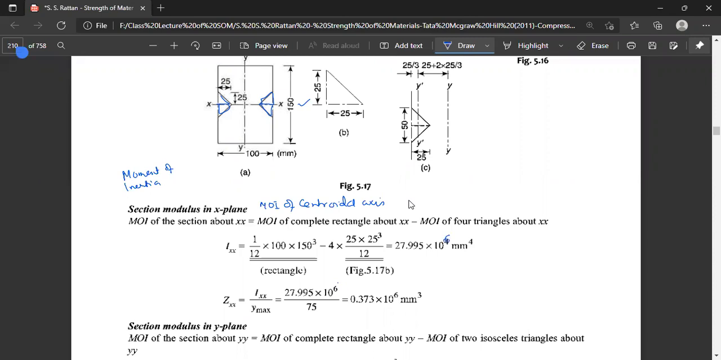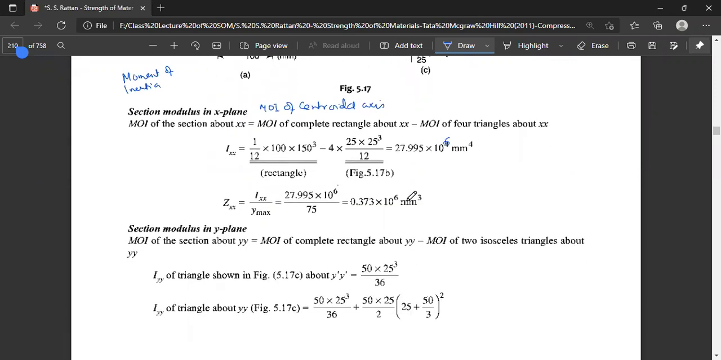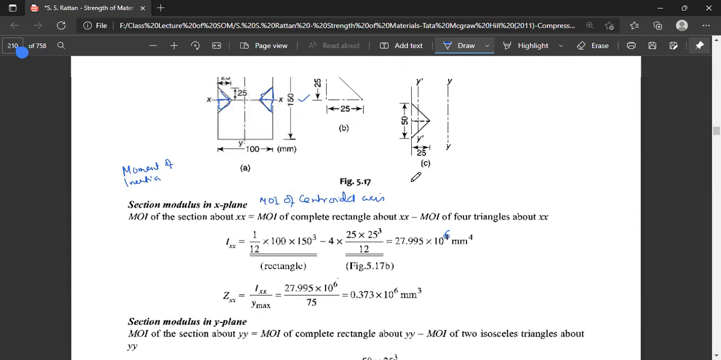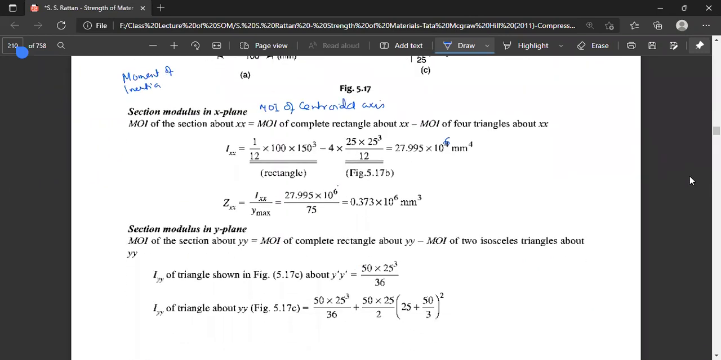Now, section modulus in the y plane. We are supposed to calculate the section modulus along the y plane. What is the y plane? The y plane is given from this side to this side. This is the y plane. Thus, the section modulus of the rectangle of the component, that's also a central axis, but normal to the x-axis. So Iy of the complete rectangle minus Iy of the two isolated triangles about yy.